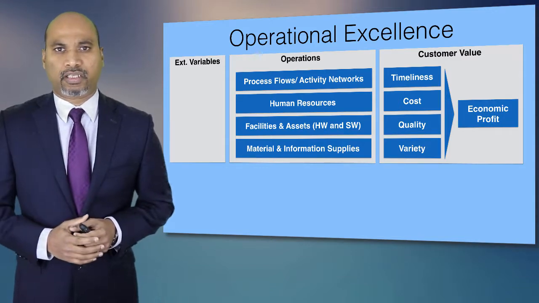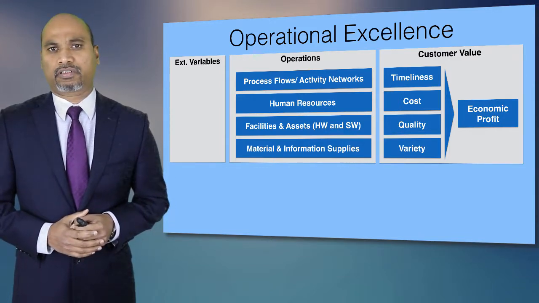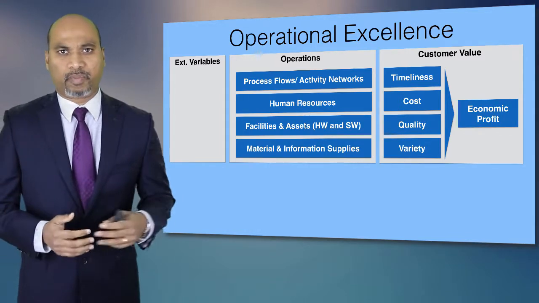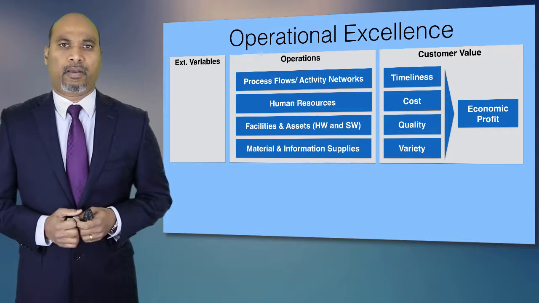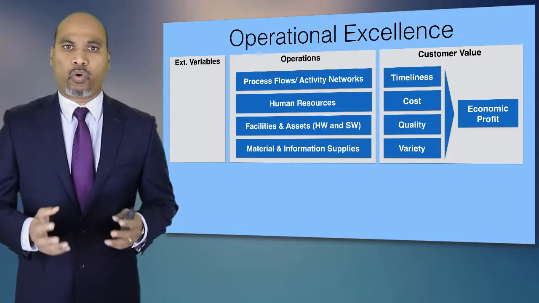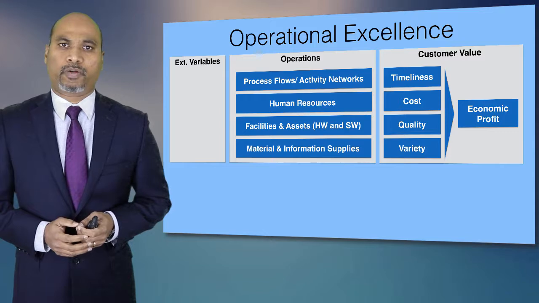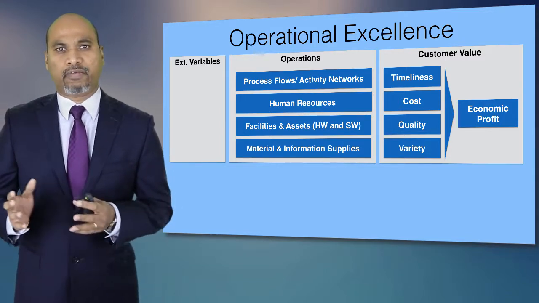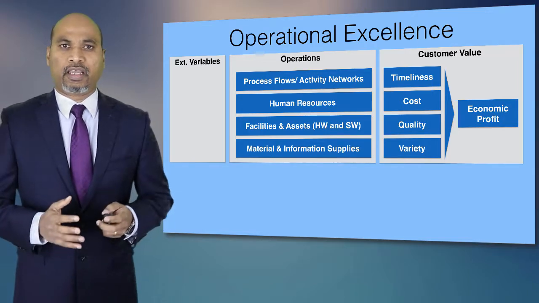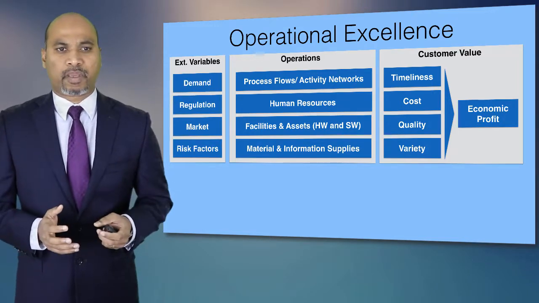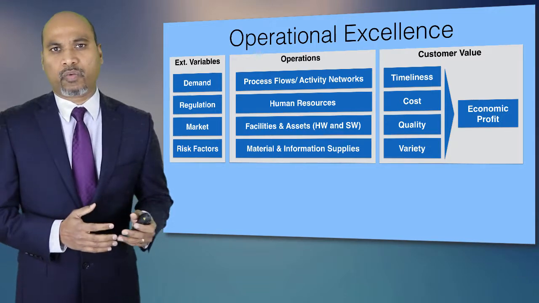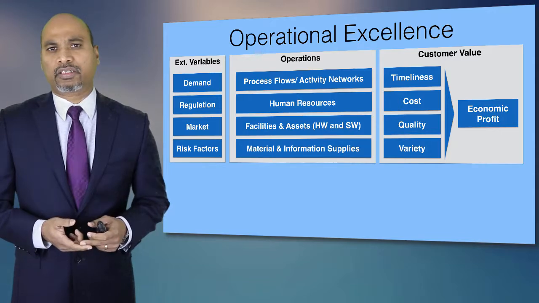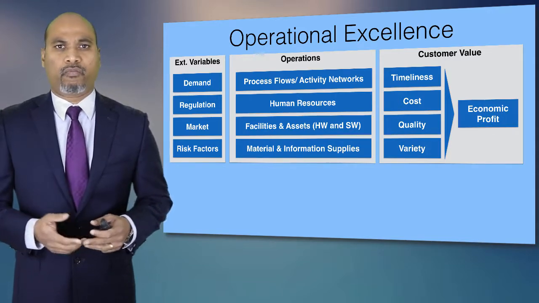So this is a major building block as well as far as operations is concerned. Finally, the material and information supplies that come in and pass through this network. That information is required for the overall governance of the operations. Right. Now, all these operations function to deliver the value that's on the right side in an environment which is dynamic. And so you have these external variables where demand, regulation, market, and risk factors are varying.